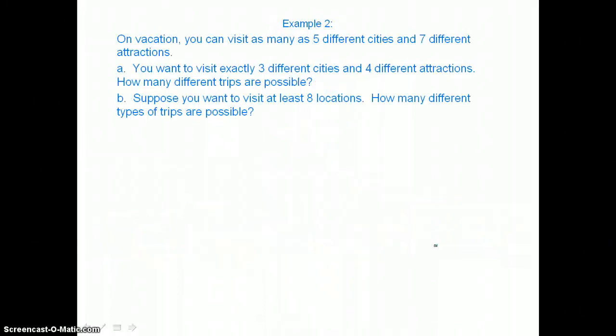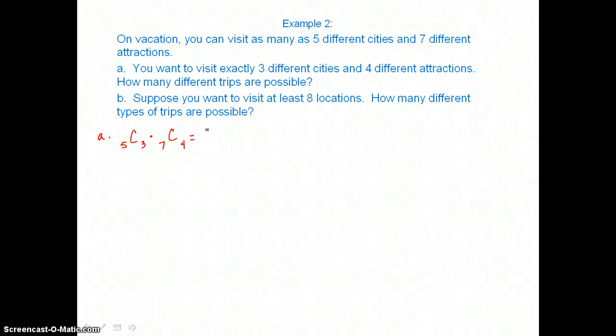In example 2, on vacation you can visit as many as 5 different cities and 7 different attractions. In A, you want to visit exactly 3 different cities and 4 different attractions. How many different trips are possible? So in this combination problem, we want to choose 3 cities from 5 cities. That's 5 choose 3. And so we're multiplying, and we want to choose 4 attractions from 7. So that's 7 choose 4.